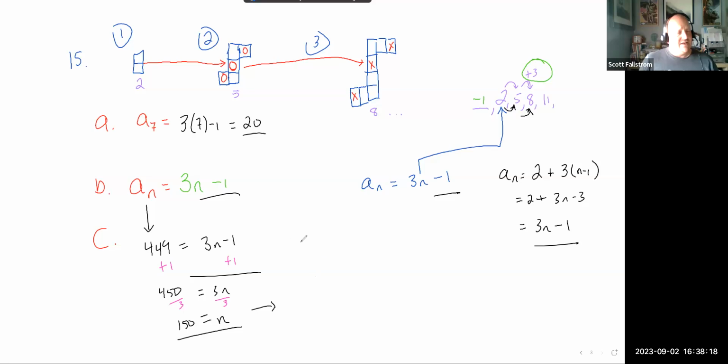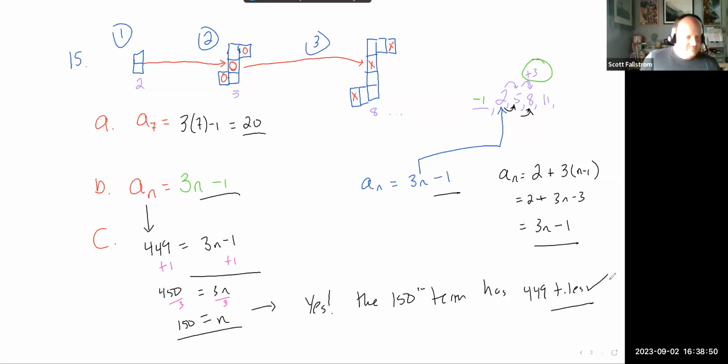So is any one of these shapes that I make actually going to have 449 different tiles in it? And the answer is yes. The 150th term has 449 tiles. Okay. So that's the idea.